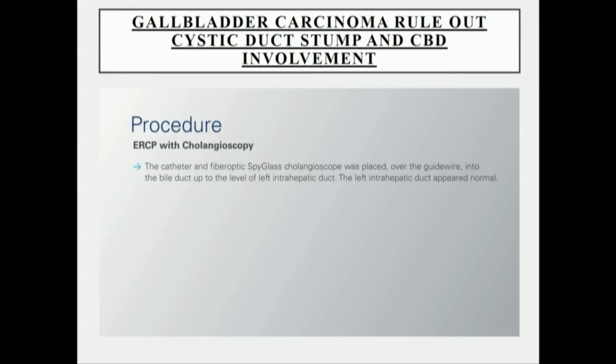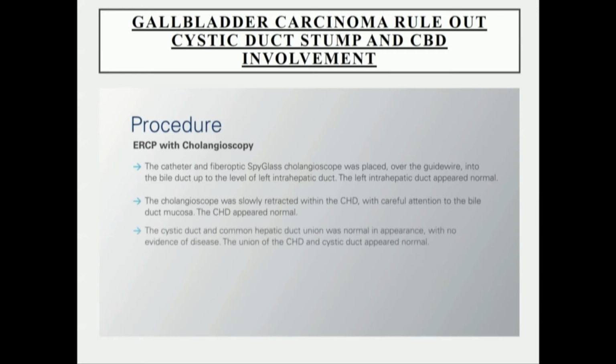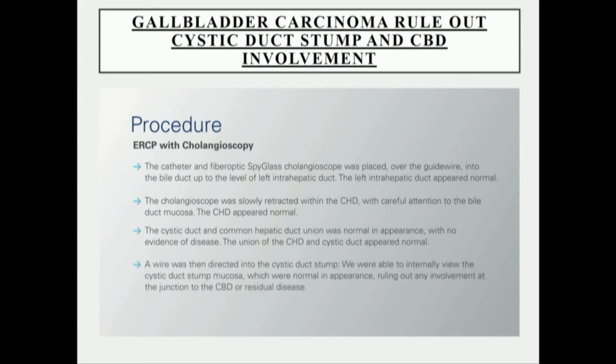So the cholangioscope was placed, as you've seen in the previous videos, and slowly retracted with careful attention to the cystic duct, common hepatic duct, which were all normal. So this told us that the resection required would not include the common hepatic duct, but just a right hepatectomy to remove the local extension of gallbladder cancer.